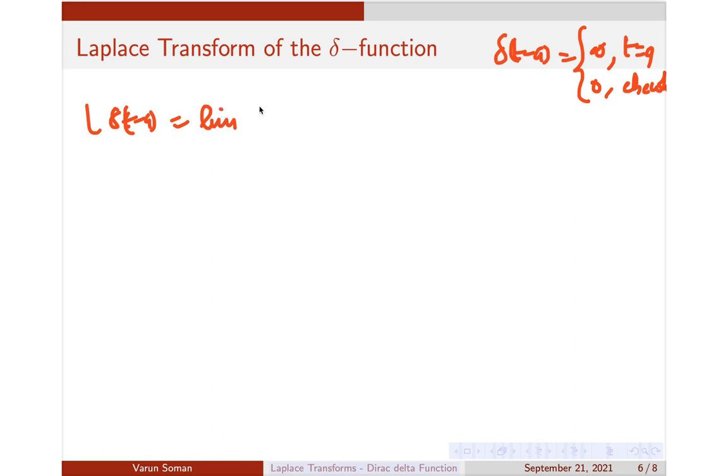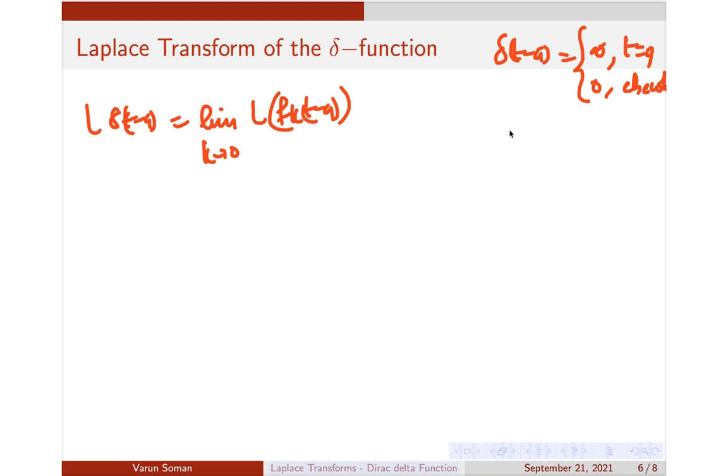For example, the limit of the Laplace transform, as k tends to 0, of fk(t minus a). So I am going to find the Laplace transform of the Dirac delta function as the limit of the Laplace transforms of these functions. The derivation is not required for you, but for the sake of completeness, I will derive it for you also.